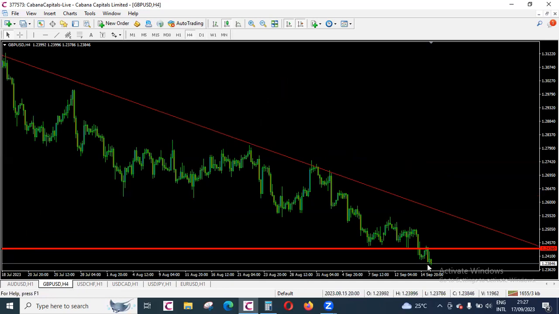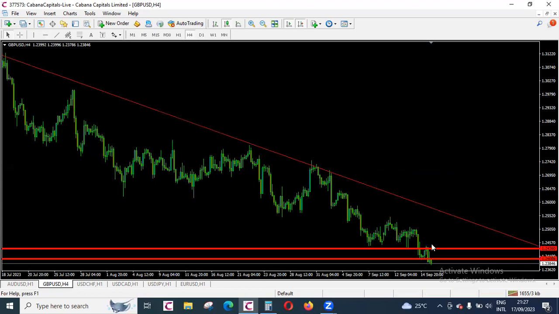So on 4 hour, we had a support at this level. That support was broken. It became a resistance. So you should wait for a candle to close above this zone. This should be your supply zone, okay? So if a candle closes above this zone, then you could execute a buy trade. I hope that is clear.